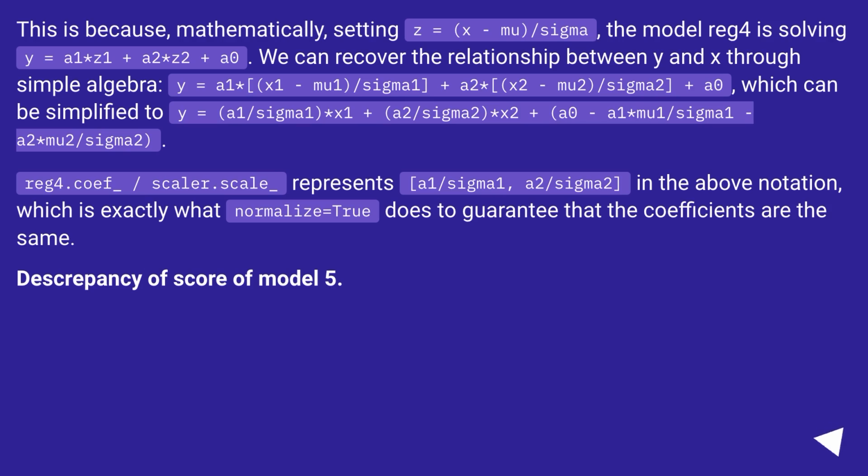This is because, mathematically, setting z equals (x - mu)/sigma, the model reg4 is solving y equals a1 z1 plus a2 z2 plus a0. We can recover the relationship between y and x through simple algebra. y equals a1 (x1 - mu1)/sigma1 plus a2 (x2 - mu2)/sigma2 plus a0, which can be simplified to y equals a1/sigma1 x1 plus a2/sigma2 x2 plus a0 - a1 mu1/sigma1 - a2 mu2/sigma2. reg4.coef_ / scaler.scale_ represents a1/sigma1, a2/sigma2 in the above notation, which is exactly what normalize equals True does to guarantee that the coefficients are the same. Discrepancy of score of model 5.